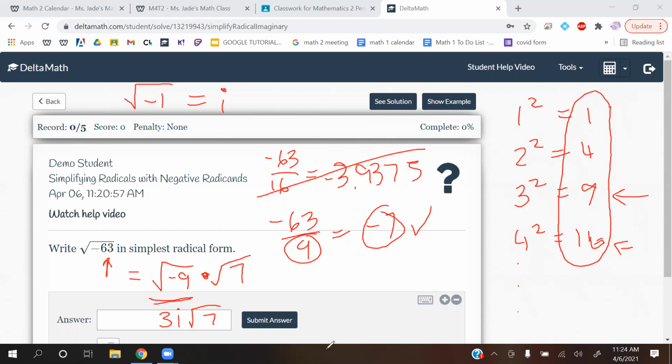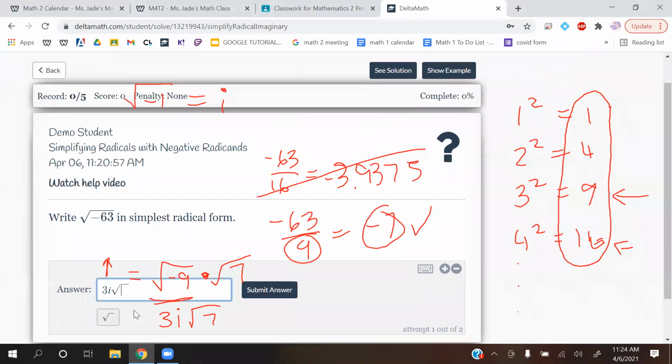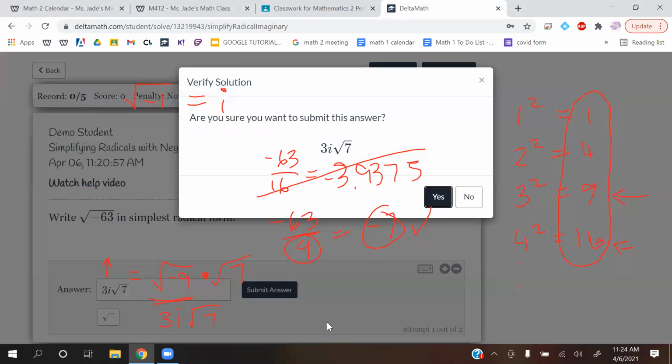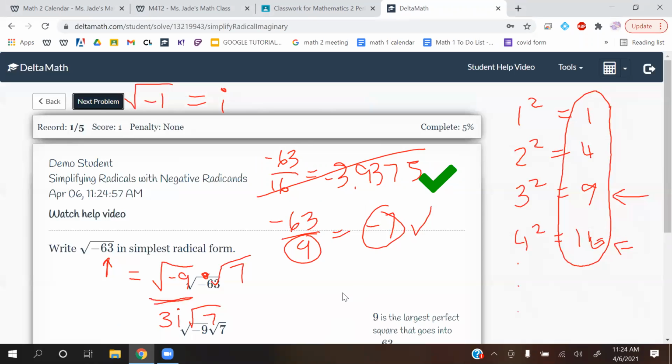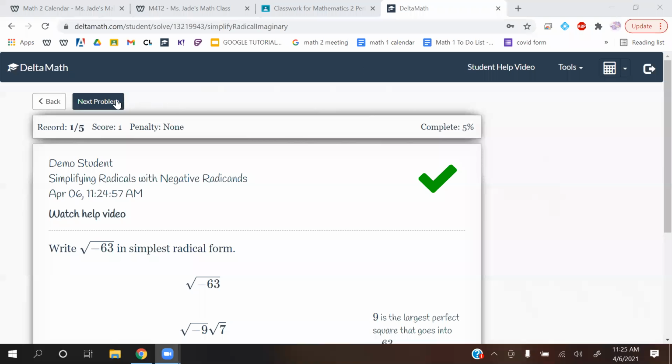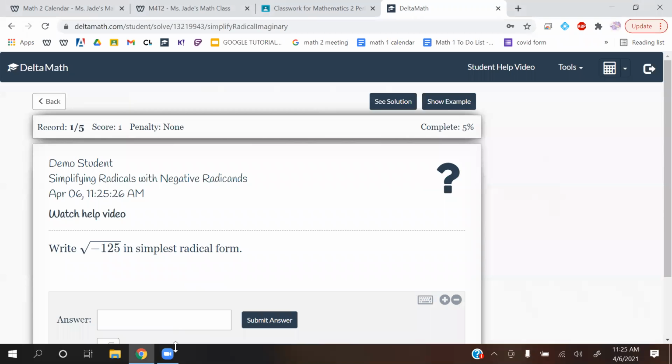Are there any questions? So I'm going to go ahead and type 3i square root of 7 in as my answer and submit. Okay, so let me clear the screen, and on to the next problem. And then turn back on my annotations. It's a lot of buttons to click, I'm sorry.